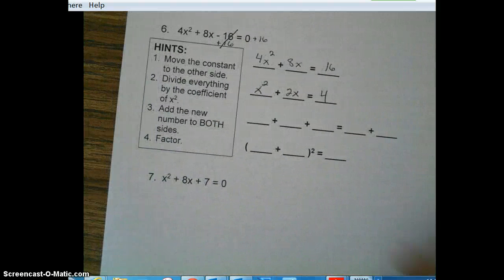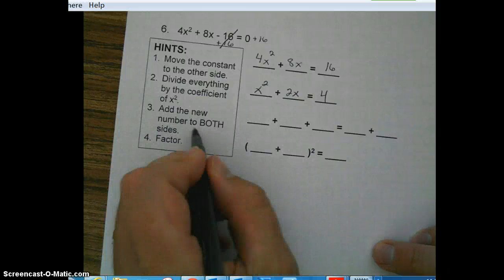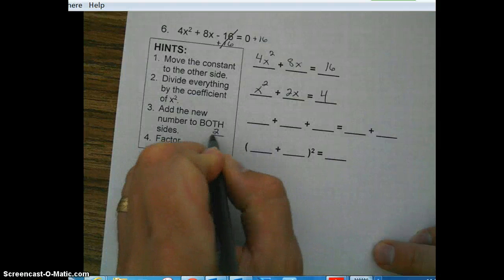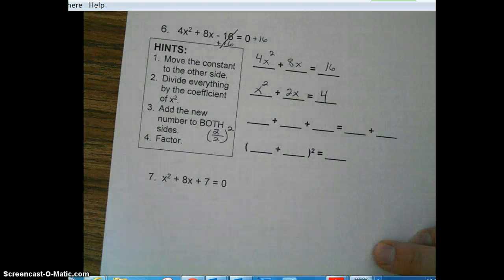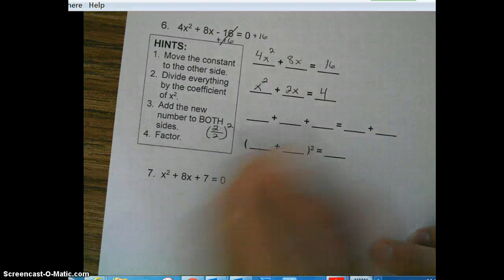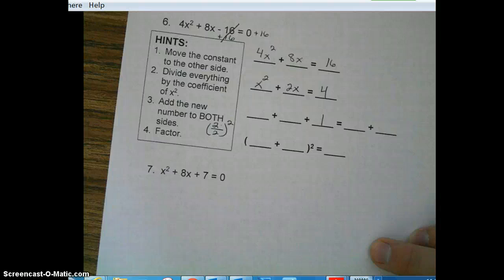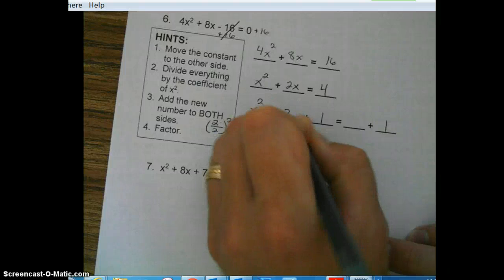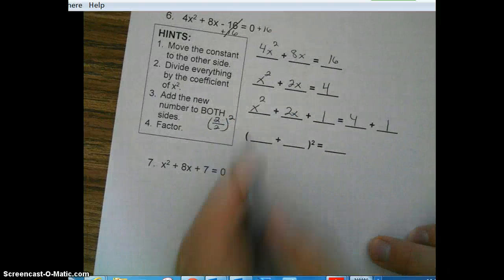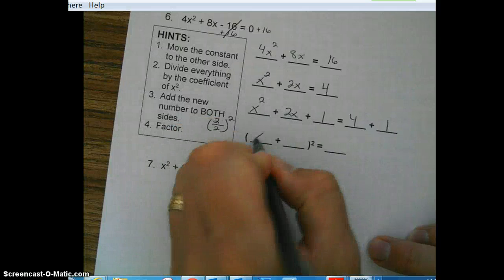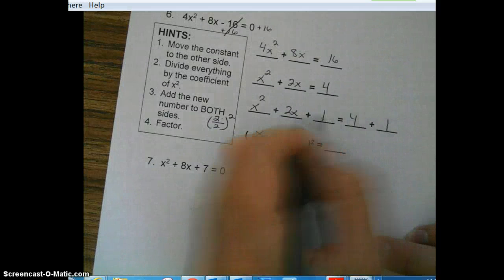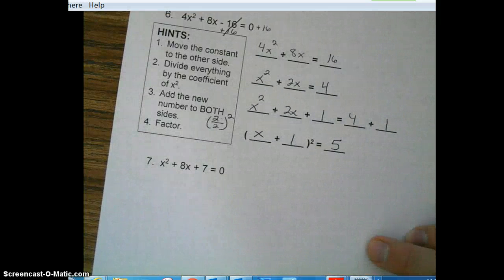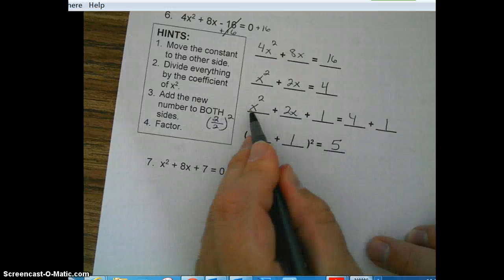Okay? Now the new number, so let's calculate it. The b value, divide by 2 and square it. So 2 divided by 2 is 1, 1 squared is 1. So my new value is 1. Add 1 on both sides. x squared, 2x, 4 plus 1 is 5. Factor: x plus 1 squared is x squared plus 2x plus 1.